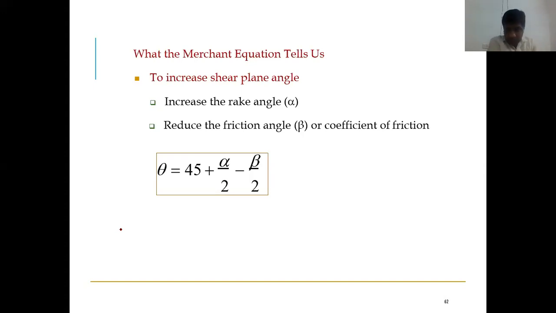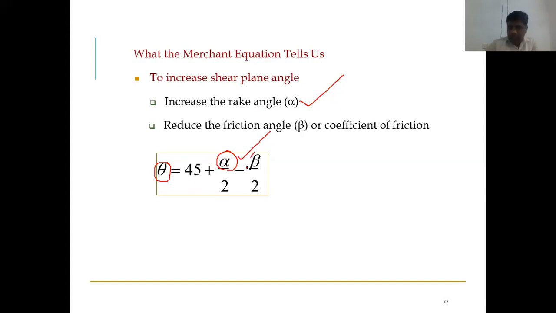As per this Merchant equation, as the rake angle alpha increases, we also discussed this in the last class. As alpha increases, what happens? Your theta value increases or decreases? Increasing, right? If you want to increase the shear angle, as we discussed in the previous class, depending upon the shear angle your cutting forces and cutting power will change. As the angle increases, the required power decreases. So the shear angle theta can be controlled by the alpha value. Alpha is nothing but your rake angle. As the rake angle increases, your shear angle also increases. This we have already seen.